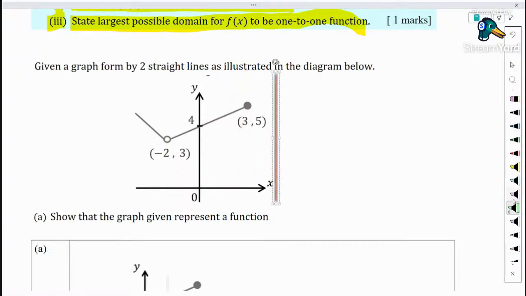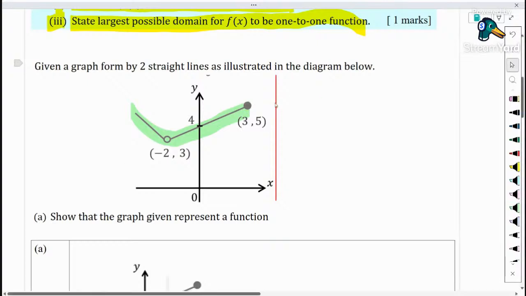Okay. In order that you have a clearer vision, the graph I mentioned is this part here I highlighted in green. My red vertical line should always cut the part that is highlighted in green at only one point.